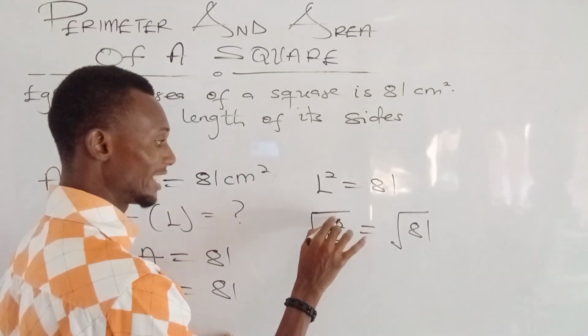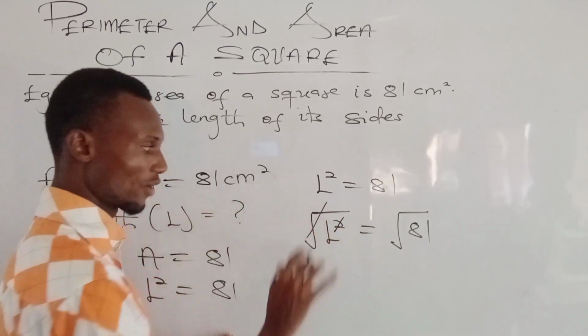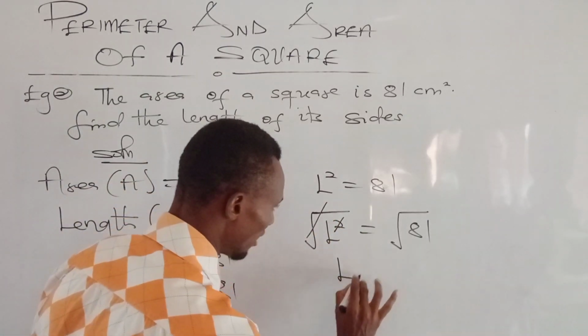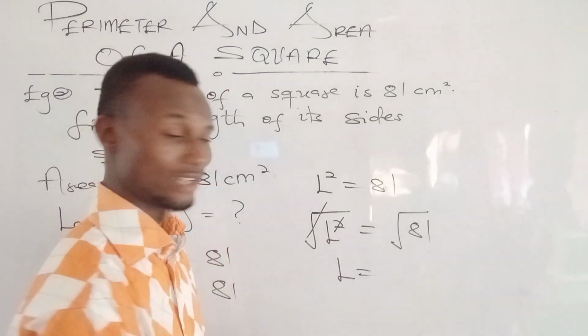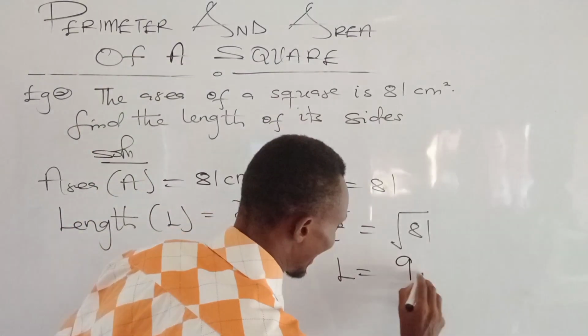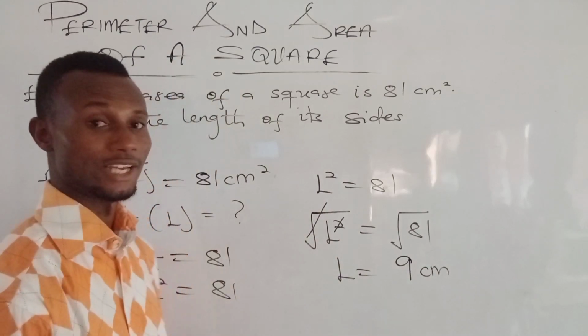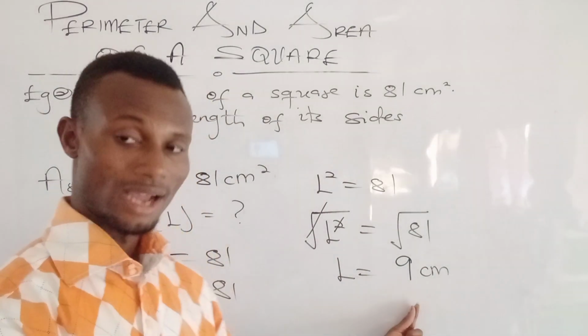So this square here will cancel the square root sign. Then I'll have my L equals, now the square root of 81 is 9. So I'll have 9 centimeters. That is our final answer.